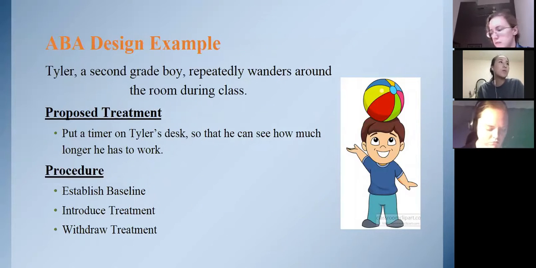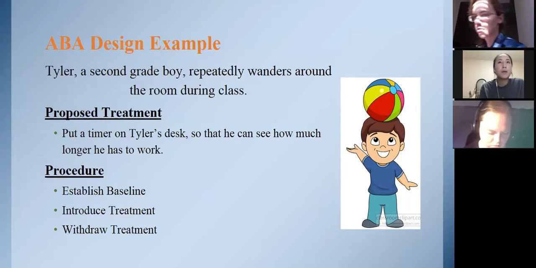ABA design example. First, we have an ABA example. Tyler, a second grade boy, repeatedly wanders around the room during class. The teacher decides on an intervention that he believes might be effective for Tyler. Remember, single subject research typically has a directional hypothesis. The teacher likely has some reason for believing that the timer will be an effective intervention. He decides to test the hypothesis using the ABA procedure of establishing a baseline, introducing treatment, and then withdrawing the treatment. If Tyler shows higher on-task behavior during the treatment phase, then the intervention was successful.